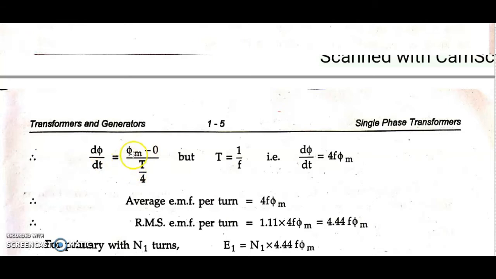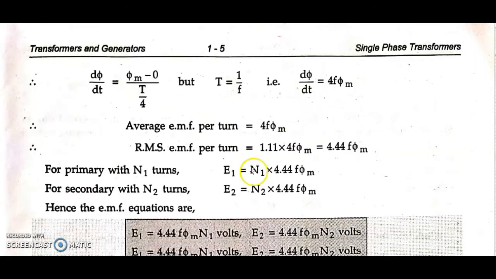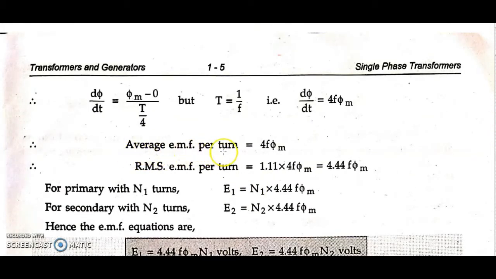And what is the time taken to reach maximum flux? It is T by 4. But we know that T is equal to 1 by F. So substitute over here, T is equal to 1 by F, so it will be 4F here. So 4F goes up, and finally I will get the average EMF as 4FΦm. This is what is written here. Average EMF per turn is equal to 4FΦm, where F is frequency and Φm is the maximum flux at T by 4th of the cycle.